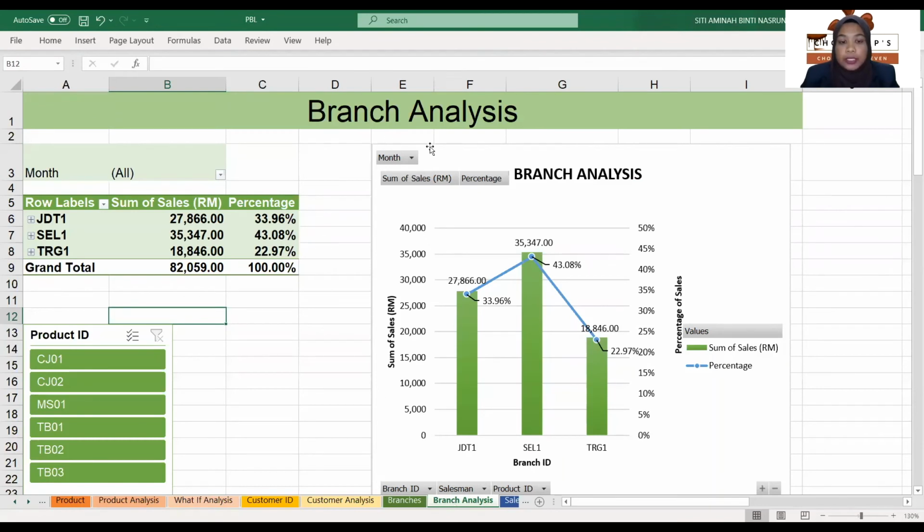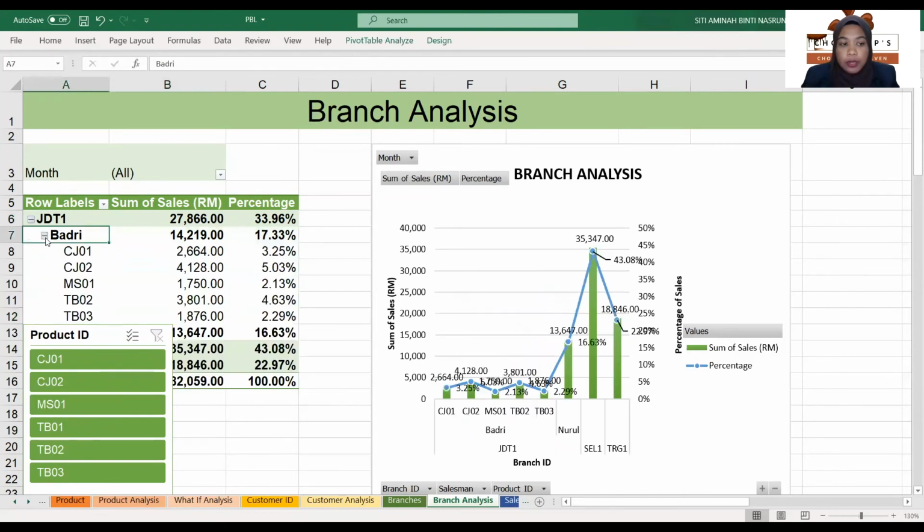Now we move to the branch analysis. We have a pivot table, pivot chart, and slicer. The pivot table counts, summarizes, and sorts the total sales according to the respective branches, which are JDT1 for Johor, SEL1 for Selangor, and TRG1 for Terengganu. We filter by month and we have columns with values of sum of sales and percentage of sales. At the rows we have branch ID, salesman, and product ID.